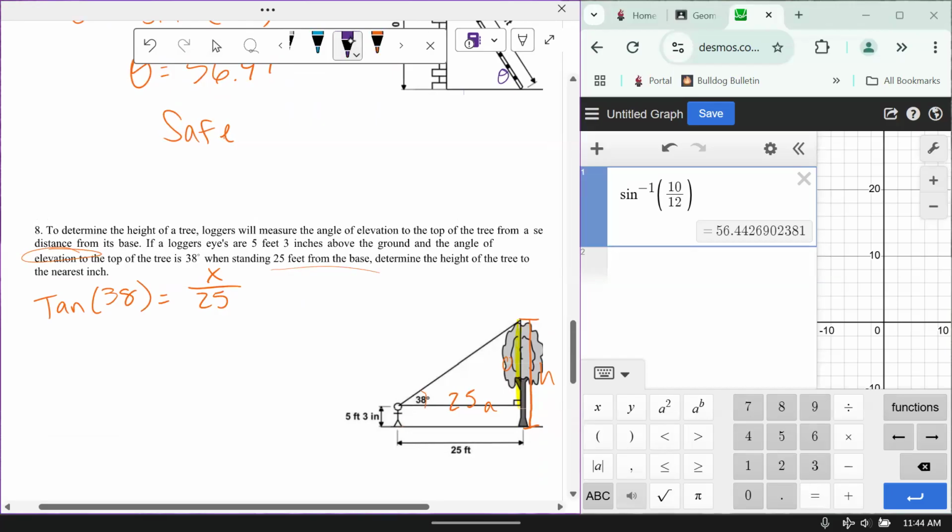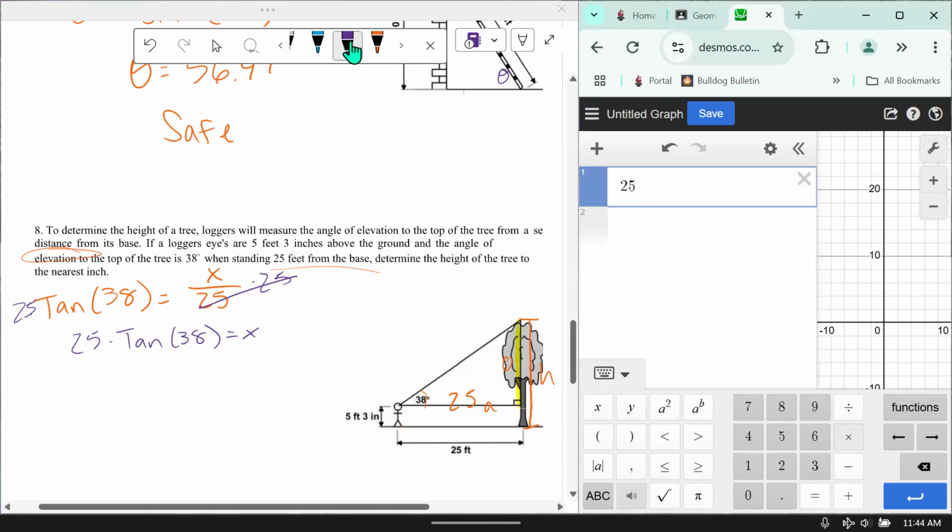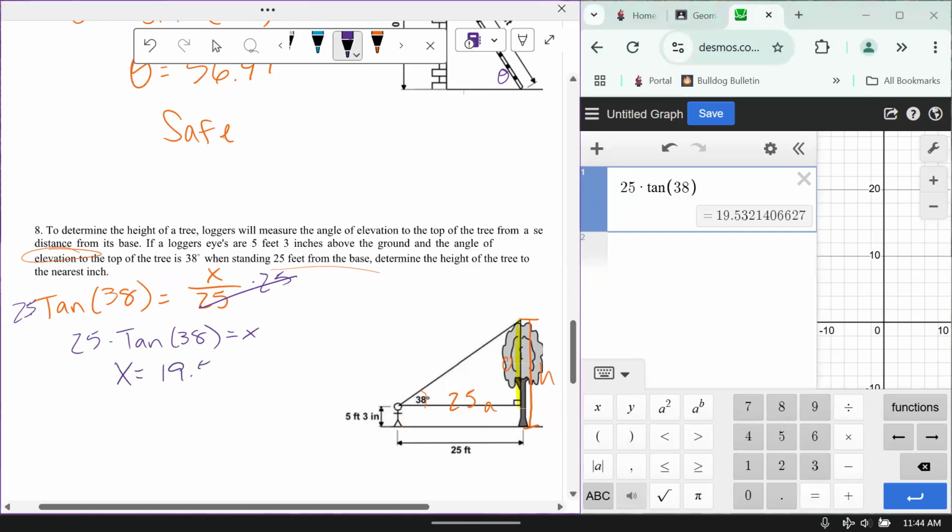Solve for X, so multiply out our 25. Okay, and we get 25 times tangent 38 equals X. So 25 times tangent of 38, close our parentheses, equals 19.53. Okay, so now we need to add 5'3".